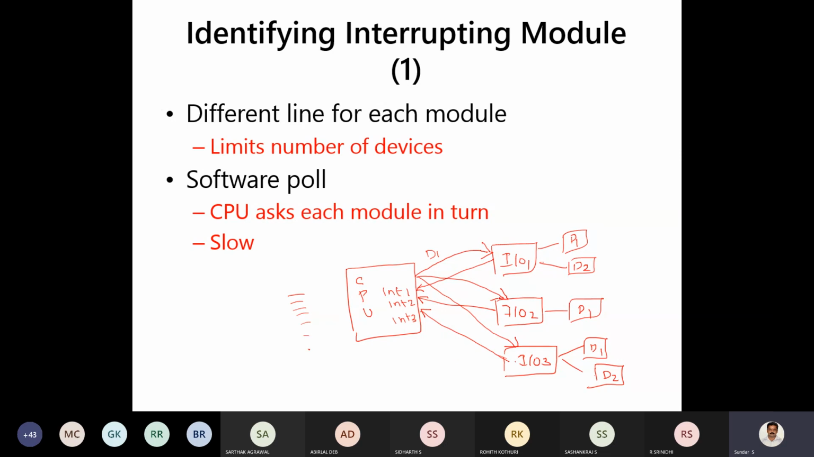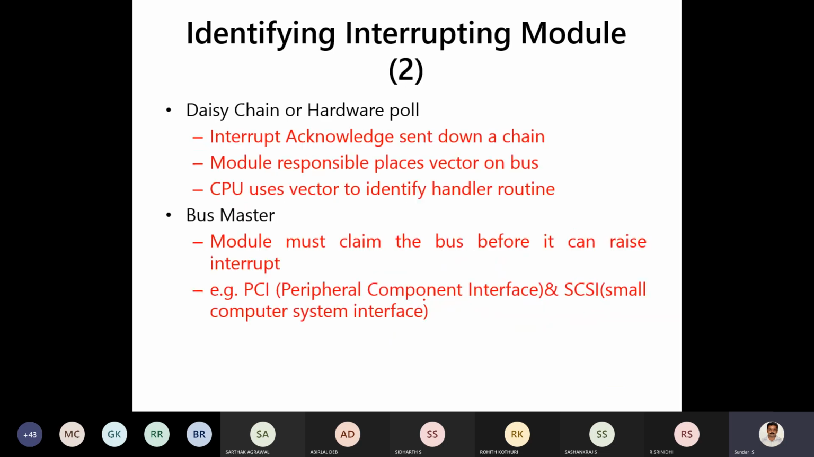This point is clear. Any issues in understanding this point? Okay, right. What is the second option? Software polling. So here the device request may be sent to all the interfaces.